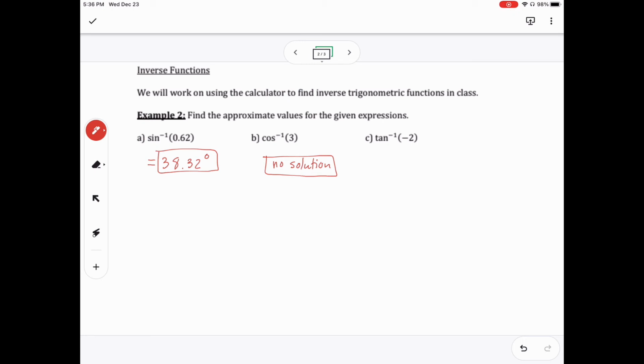But for letter C, inverse tangent of -2 is actually an answer because tangent can be all reals for your domain and inverses. So your angle will end up being -63.43 degrees. Now, if you have trouble finding or being able to do this with your calculators, please let me know and I can help you.